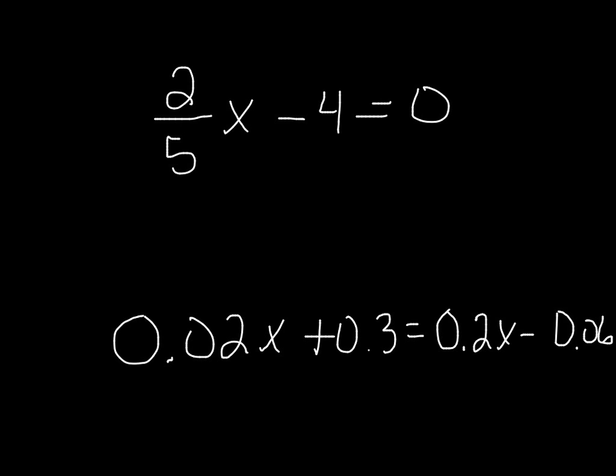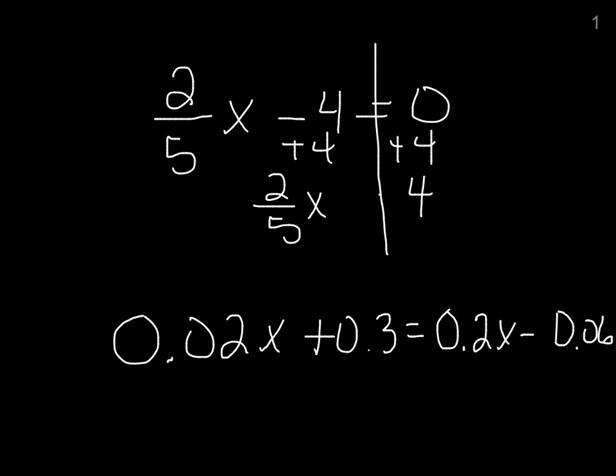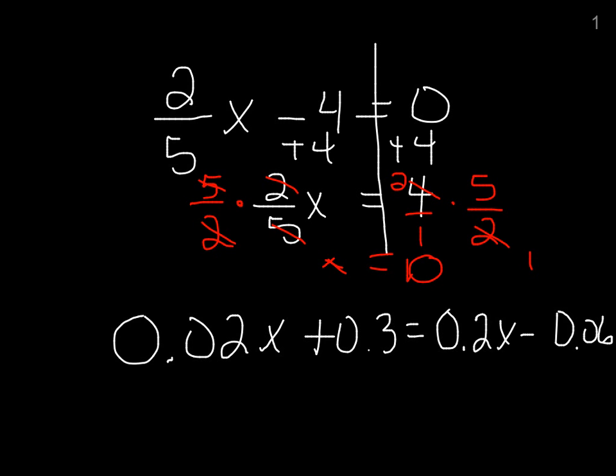Okay, so the first thing we're going to do on this first one is move the 4 over to the right side of the equation. So I would add 4 to both sides, and that would give me 2/5 x equals 4. Anytime you have a fraction, the way that you get rid of it is multiply by the reciprocal. So we'd multiply by 5 over 2. That would cross that out, leaving just the x. Multiply this times 5 over 2, which means we could cancel that. That would be 2, and 2 times 5 is 10. X equals 10.